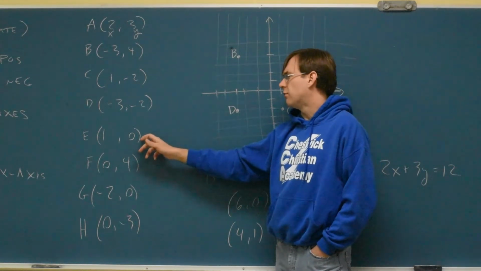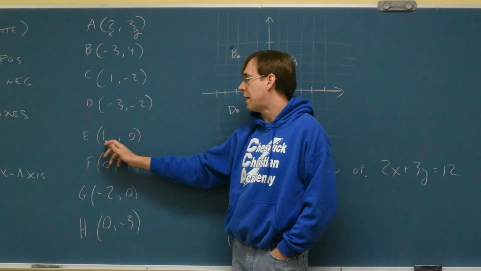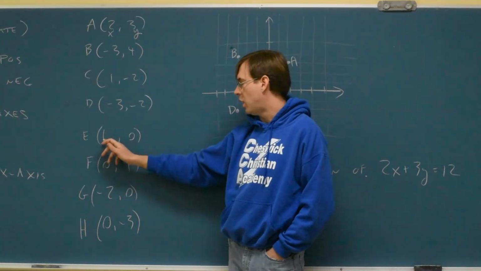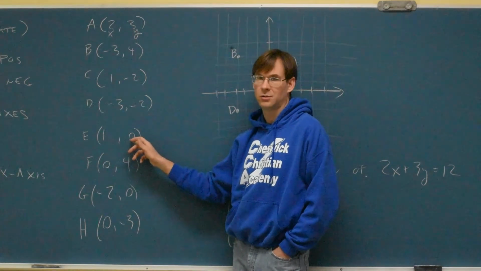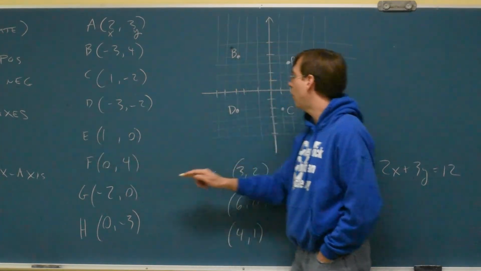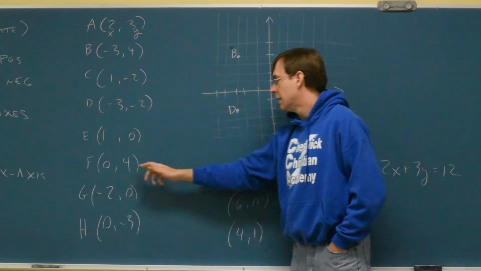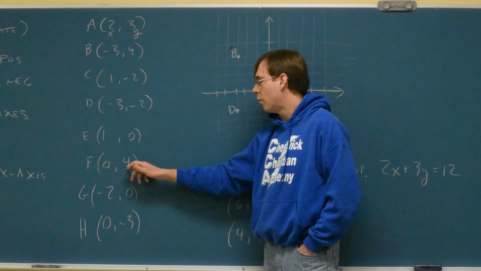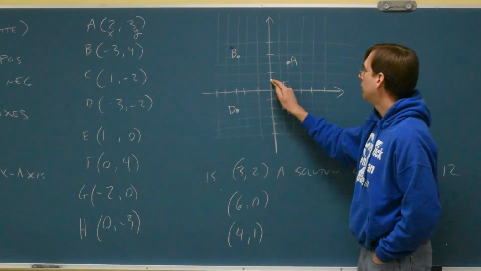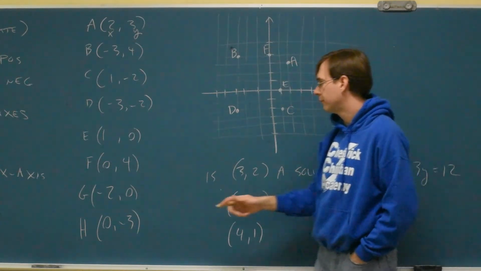If we get zeros involved, life gets easier. Then you only have to make one move. This first number is right or left, so we have positive 1 to the right. And the 0 for the y means just don't do anything else. Just go right 1, and there's my E. This is telling you don't go right or left, but for the 4, go up 4. So there is the F.